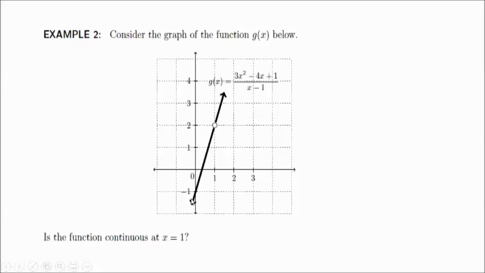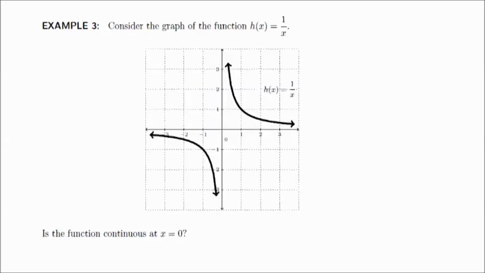Kapag tinrace mo yung graph dito class, ililift mo yung pen mo, di ba? To continue. So ito yung sinasabi ko. Kasi whole yun. Ibig sabihin parang from the word whole, butas siya. Hindi nakadefine yung point na yon kasi hindi siya kasama sa graph. So meaning, hindi siya continuous. From the word na continuous, di ba? Tuloy-tuloy.